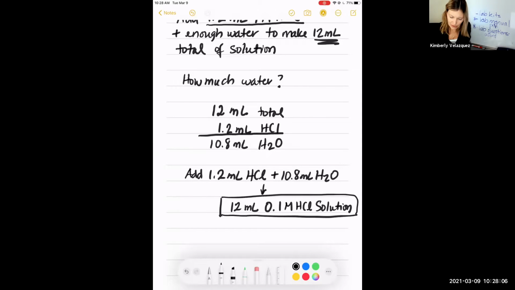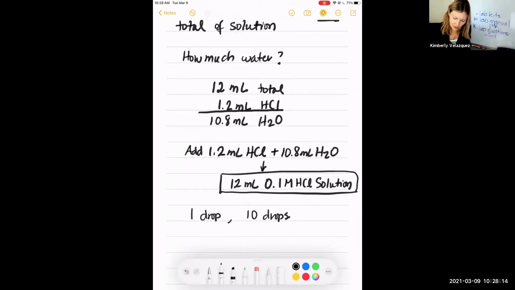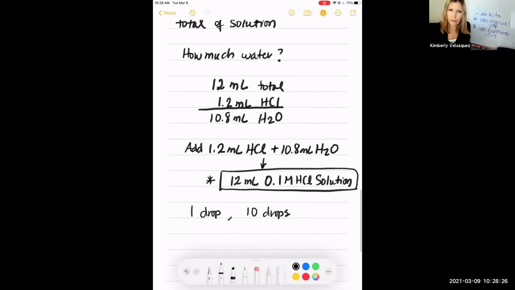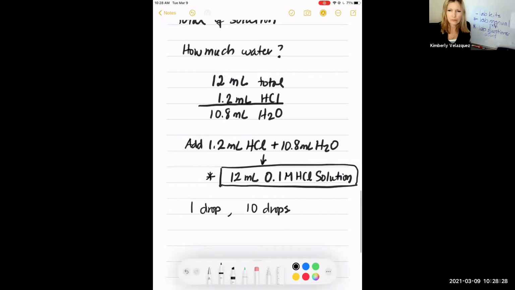So in some of the wells, you're adding 1 drop, in some you're adding 10 drops. So remember, you're adding the diluted version, not the straight up stuff that came in the bottle. The straight up stuff that came in the bottle is too concentrated for this experiment because we just got those tiny little wells that we're working with. Any questions about that?